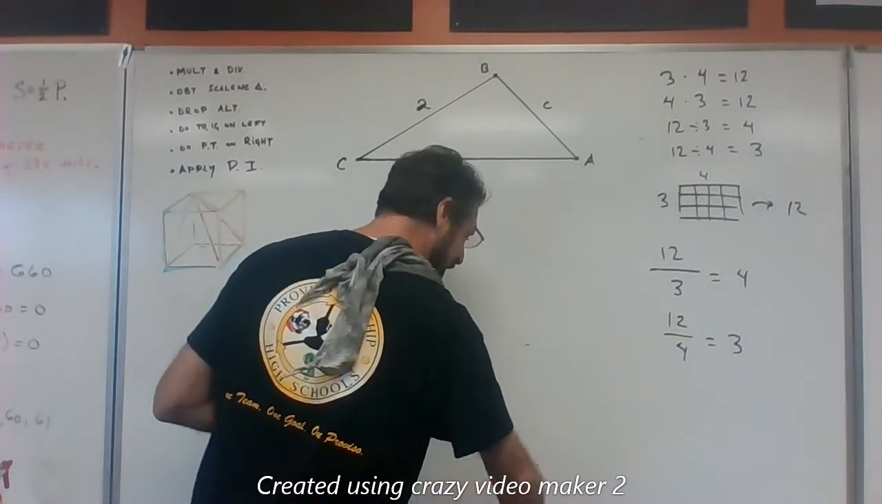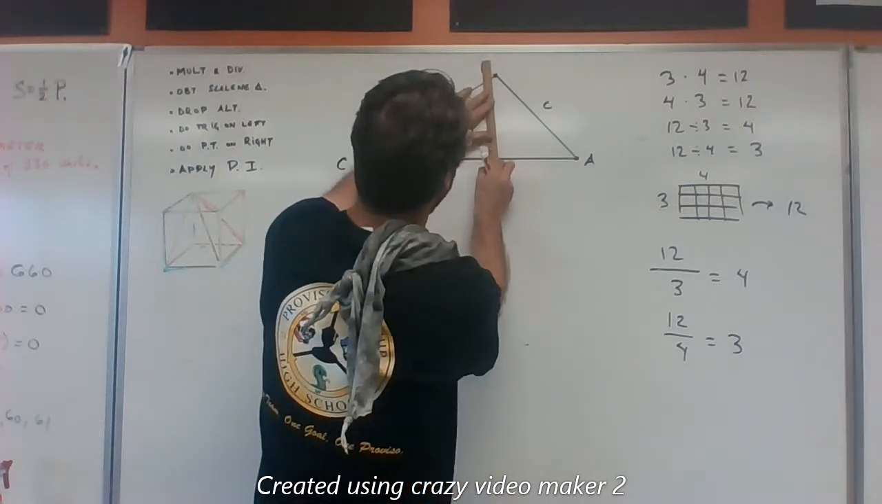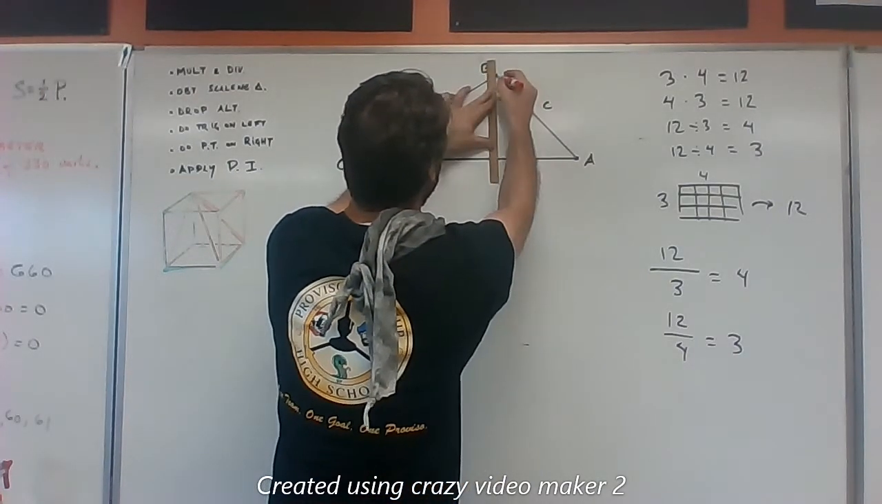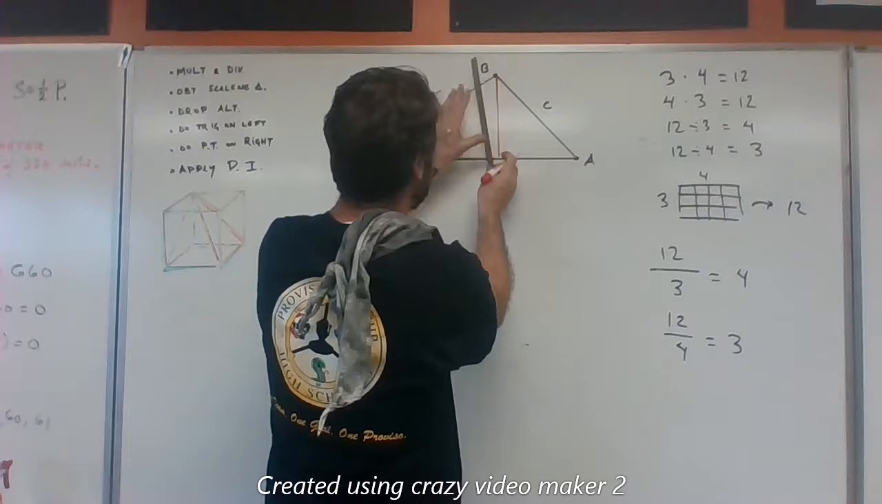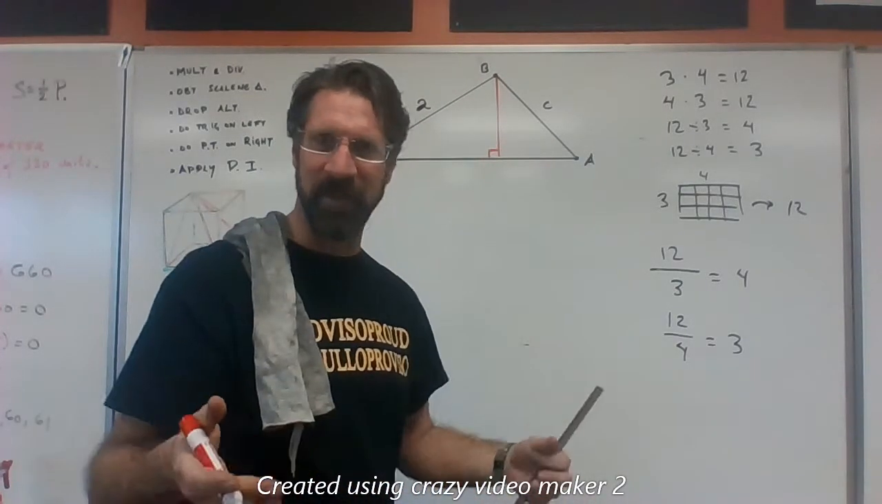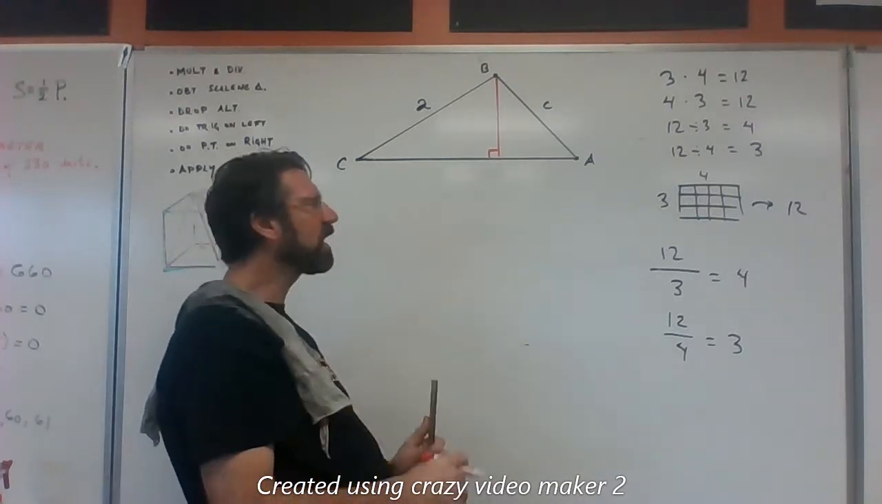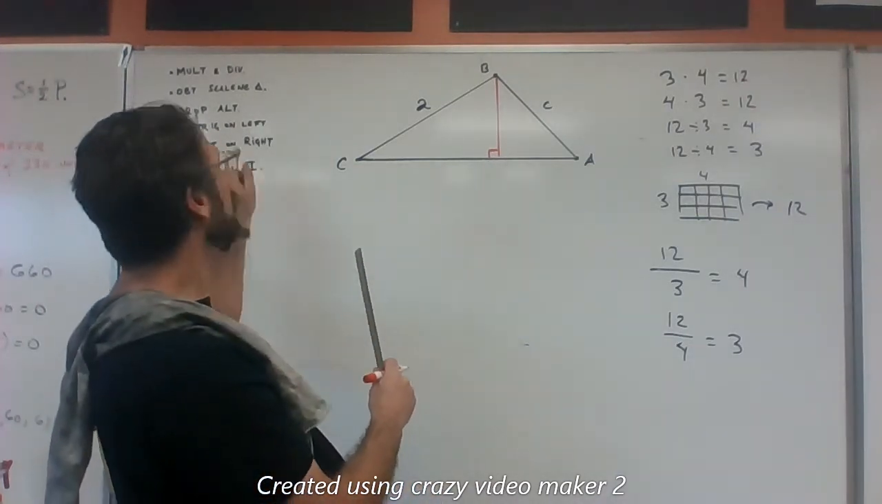So here we go. We are going to drop an altitude. Now I've had an affinity for doing red altitudes for a while, so let's just stick with that. How do you know it's an altitude? Because, of course, it meets that base at a right angle. Let me get out of the way so you can actually see it. Oh, it's so pretty. All right. So our next thing, do trig on the left.